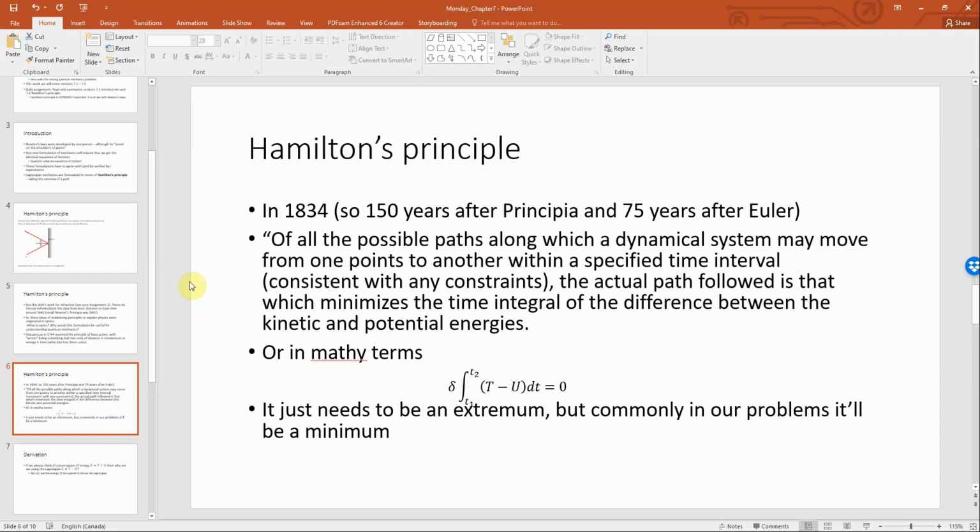In mathy terms, that means this delta of the integral from t1 to t2 of the difference of the kinetic energy T minus the potential energy U, integrated over time, is equal to 0. So what he says is that it's going to minimize the time. It turns out that by making this delta, this differential, it just has to be an extremum, but commonly in physics we'll be seeing that it's a minimum. And in fact, I think all of the problems that you'll see in this course will be a minimum.